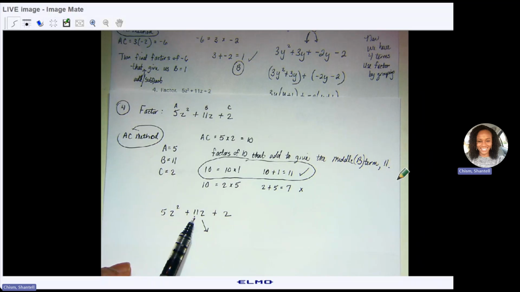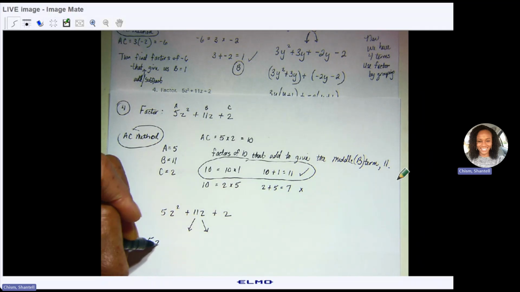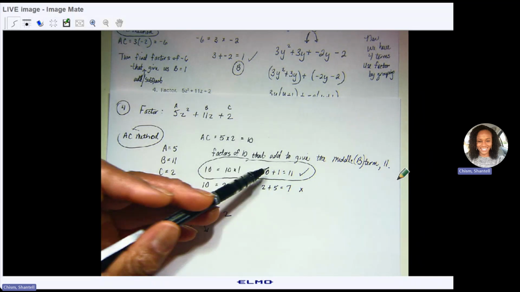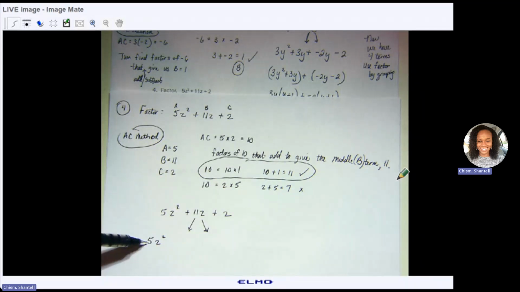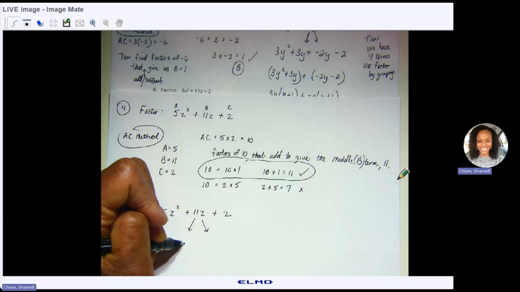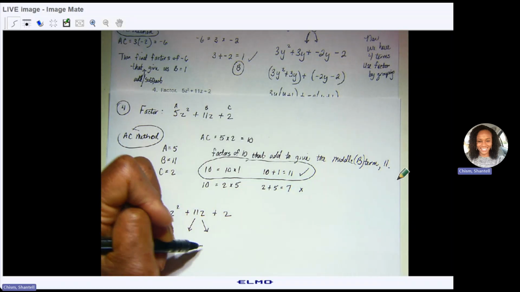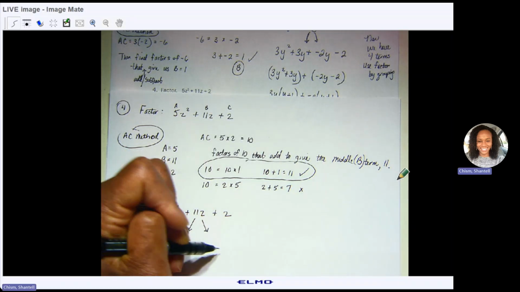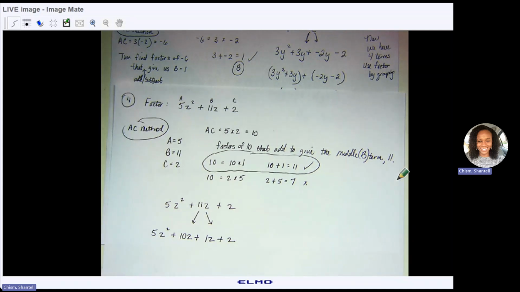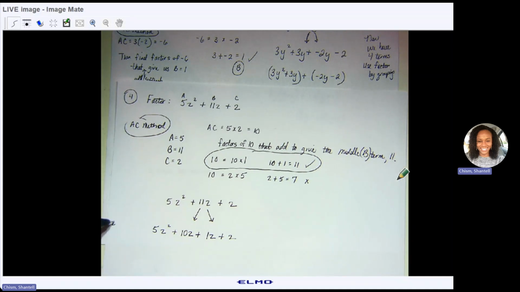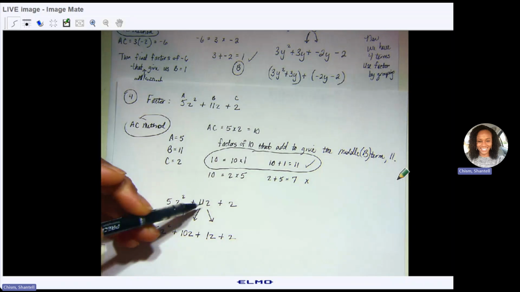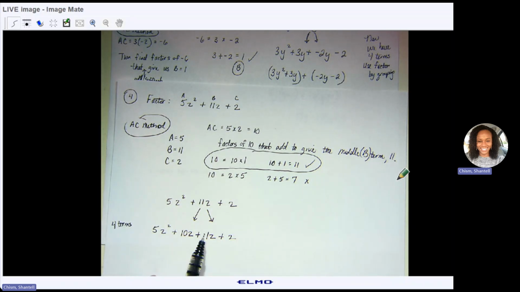So when I put in my new expressions for 11z, I want to put them in a place so that I'll be able to pull out that 5. So I'm using 10 and 1. I'm going to put the 10 here because that's a 5 right there. So I'm going to put 10z and then plus 1z, or just plus z, and then I got plus 2 right there. Now we have 4 terms because we expressed that middle term as 2 terms. And again, you don't have to show that one. That's just a z, a 1z or just z. And we're going to do factor by grouping.